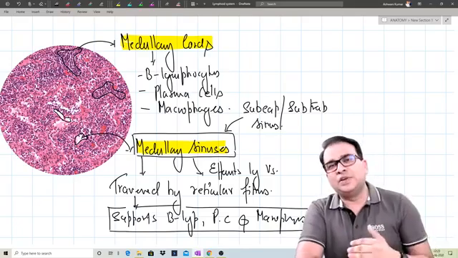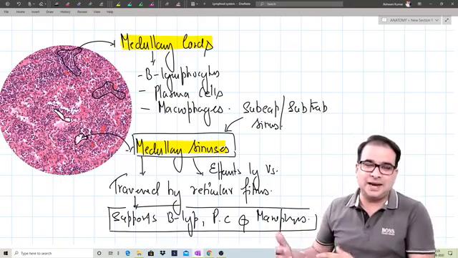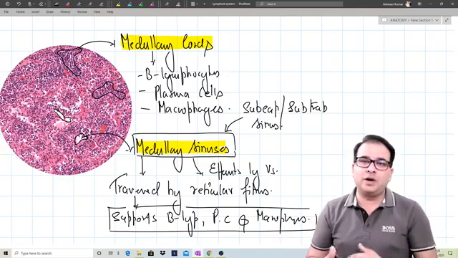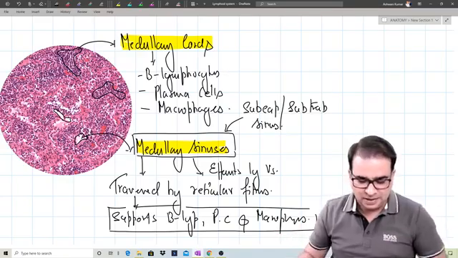Well, obviously the differentiation comes when we move on to the next slide. So we have to look at the features of the next slide, and then we will understand how we are going to differentiate between the lymph node, the thymus, the tonsil and the spleen.